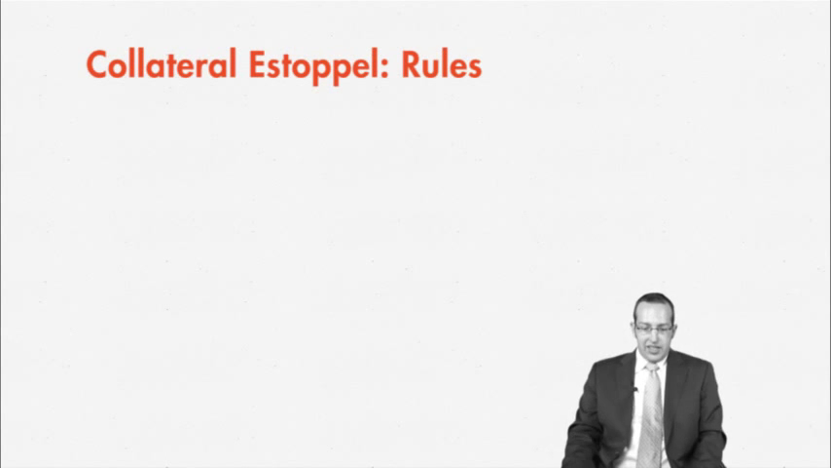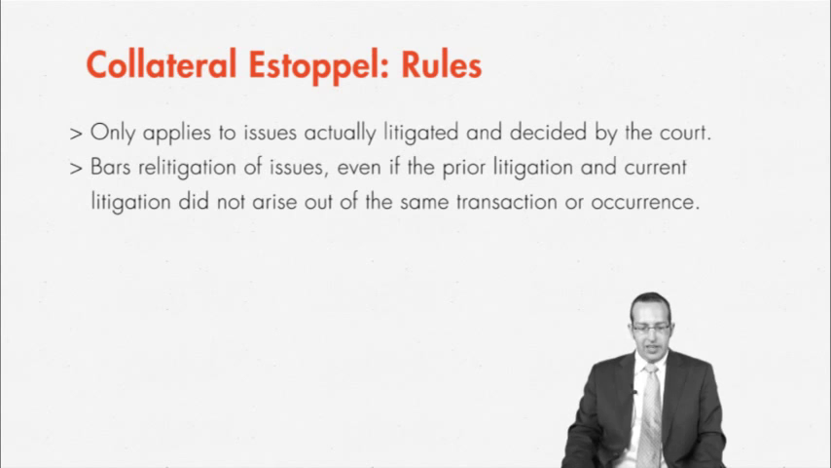Once an issue is actually litigated and decided on the merits by a court, that issue may not be litigated a second time, even if done later as part of an unrelated lawsuit. Unlike res judicata, collateral estoppel only applies to issues actually litigated and decided by the court. In one sense, collateral estoppel is more narrow than res judicata.